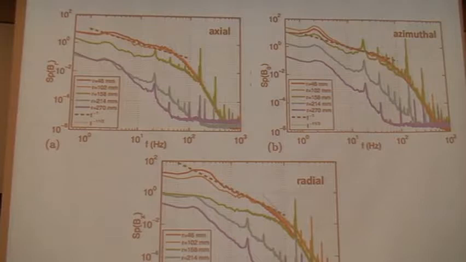And what we see for the different flows is that those are the spectra in the dynamo regime when you increase the radius of the measurements.